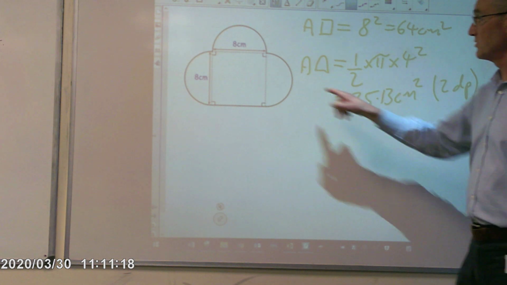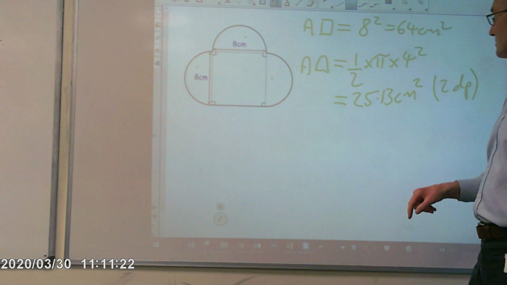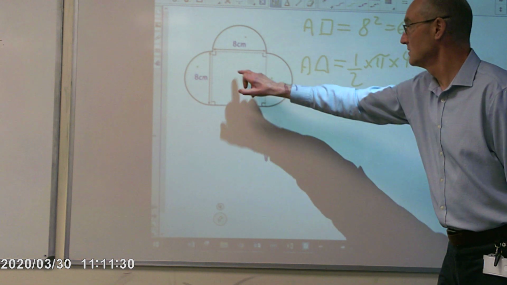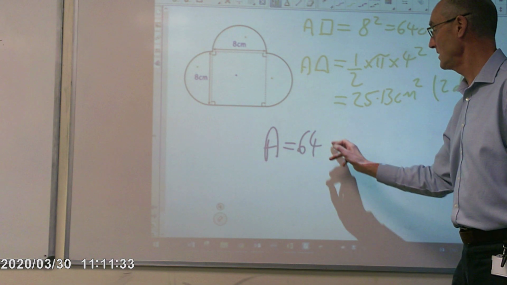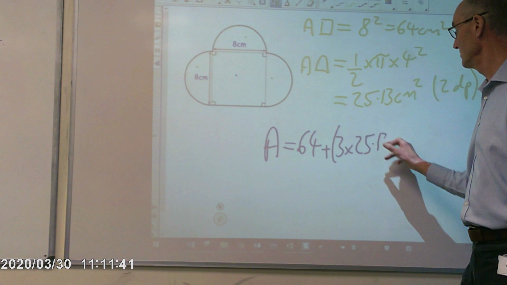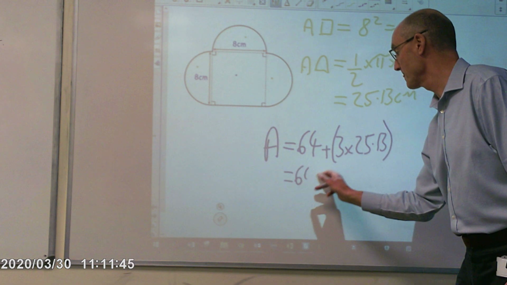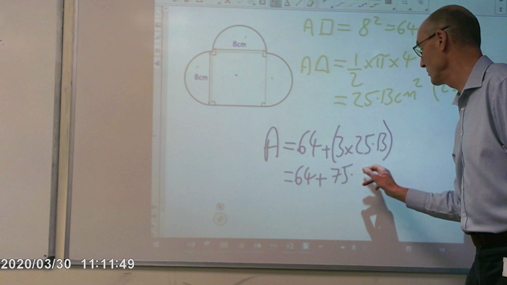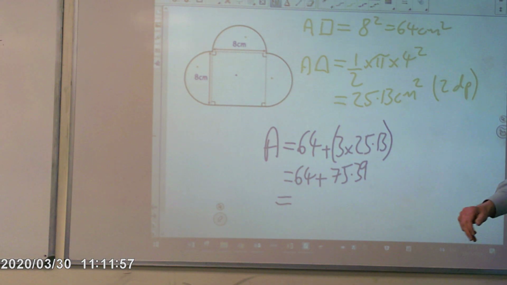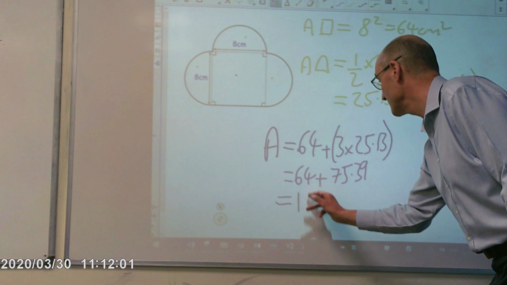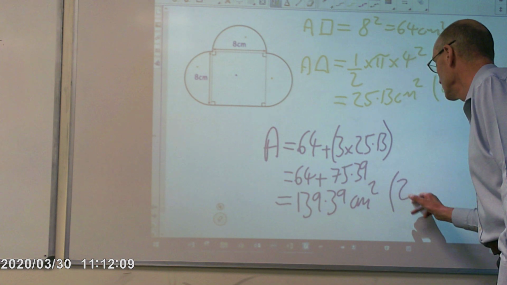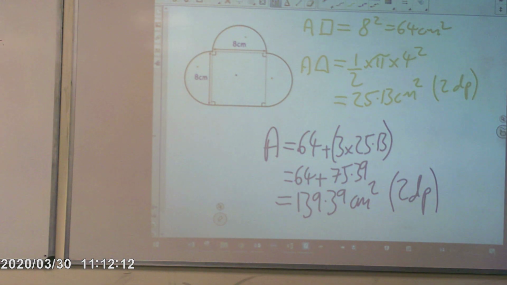So that means we've got 3 of those. Don't forget, we've got 1, 2, 3 of those semicircles. So our whole area is going to be the area of the square, so 64 added to 3 lots of 25.13. So that's 64 added to 75.39, which gives us an answer of 139.39 centimetres squared to 2 decimal places. That's your 3 solutions.